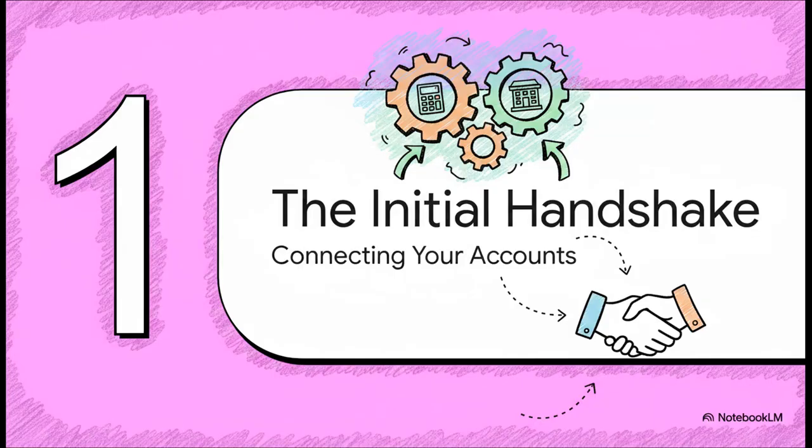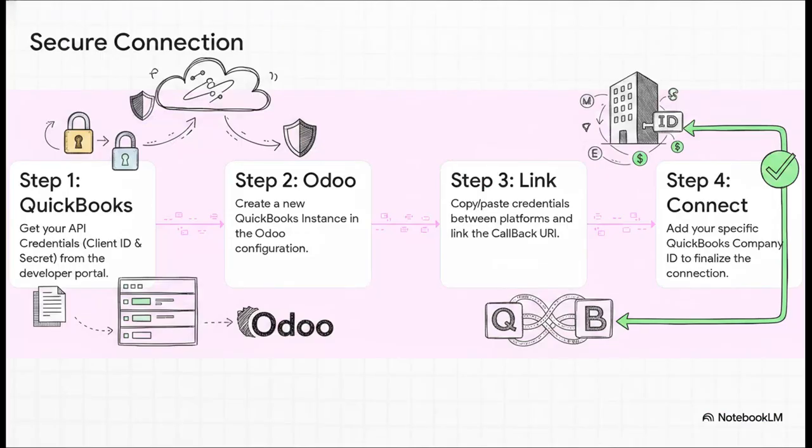First things first, we need to get QuickBooks and Odoo talking to each other. Think of it like an initial handshake. And don't worry, this isn't some super complex technical thing. It's a really straightforward configuration that's going to lay the groundwork for everything else. It really just boils down to 4 simple steps.